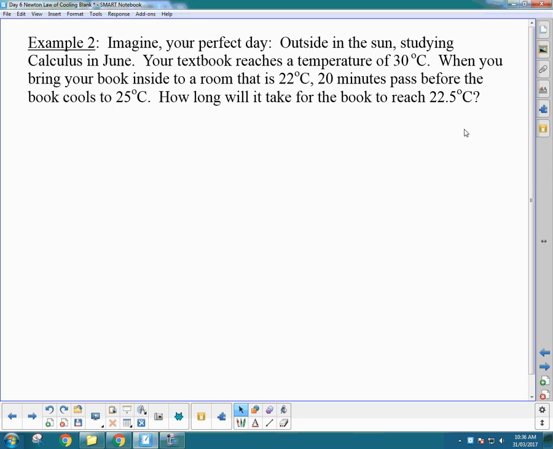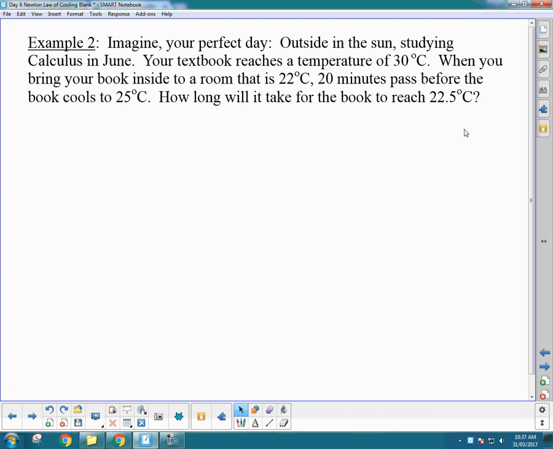So example 2, I know it looks like a lot to copy down, and you can copy the whole thing if you want, but we just need the basics. So imagine your perfect day, and then don't lie to me, I know this is your perfect day. It's outside in the sun studying calculus in June. And if you don't think it's your perfect day, trust me, in June this will be happening. You'll be wishing you're outside, but guess what? You'll want to be studying calculus.